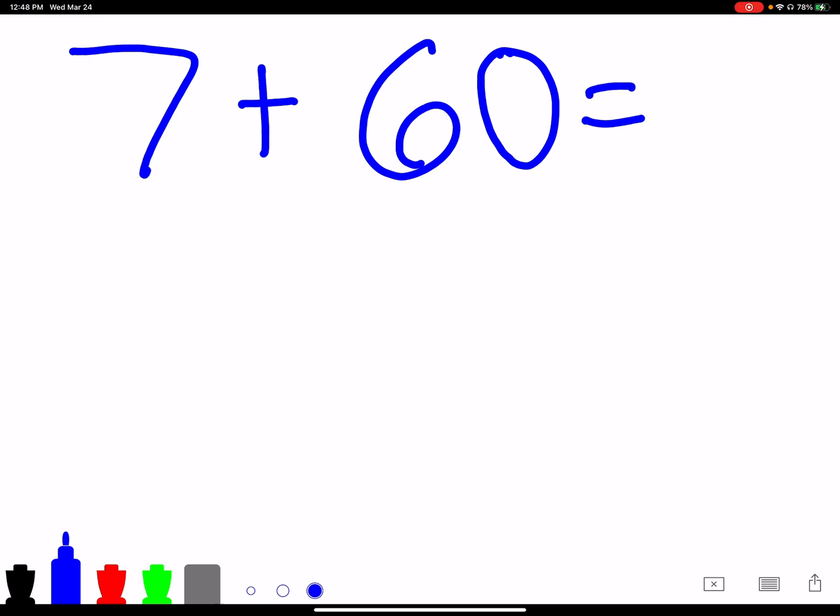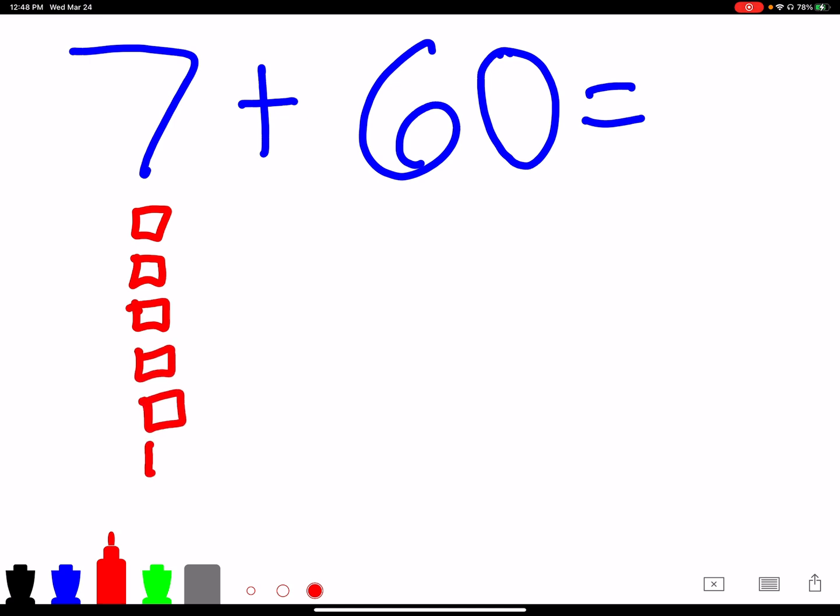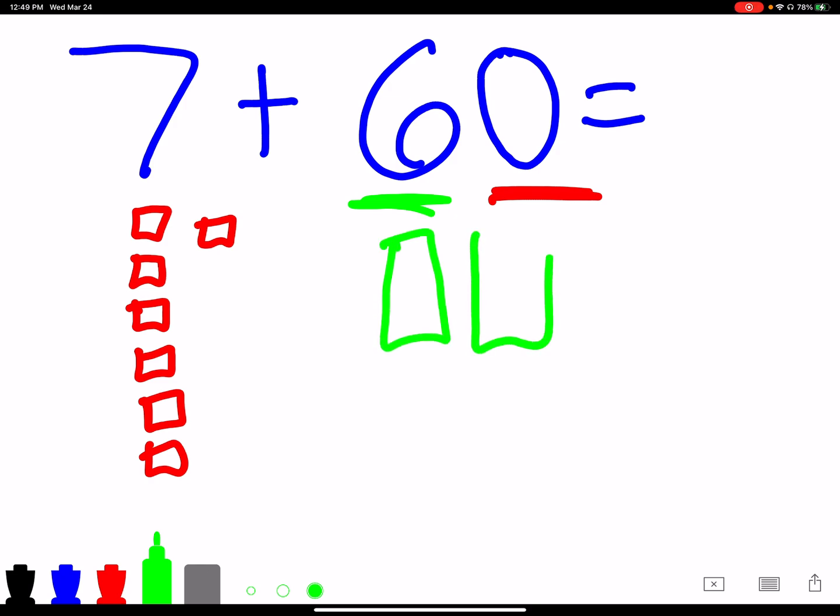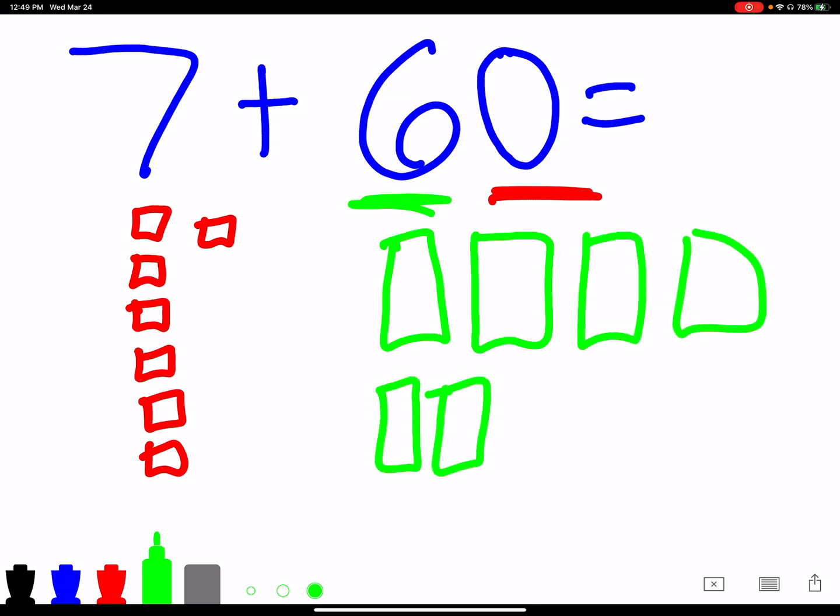So for this example, we have 7 and 60. For 7, since 7 is less than 10, I'm going to draw 7 blocks. So we have 1, 2, 3, 4, 5, 6, 7. And then over here, we have 0 in the ones place, but how many do we have in the tens place in 60? We have 6. So I need to draw 6 rods of 10. So we have 10, 20, 30, 40, 50, and 60.